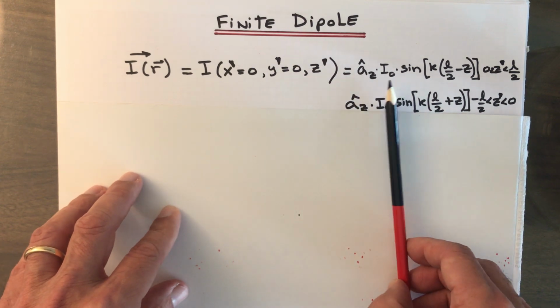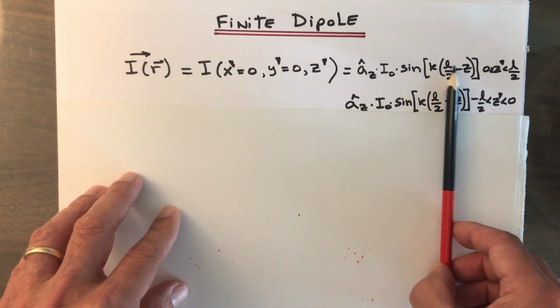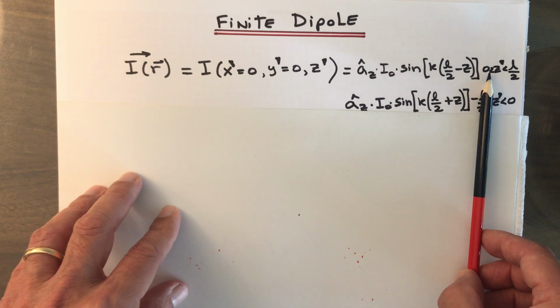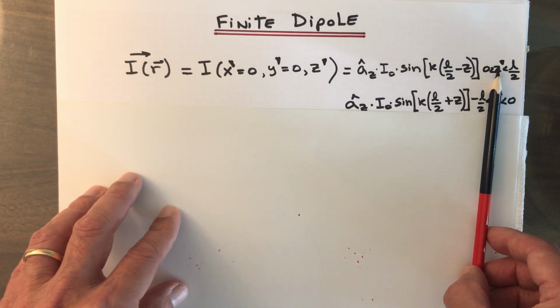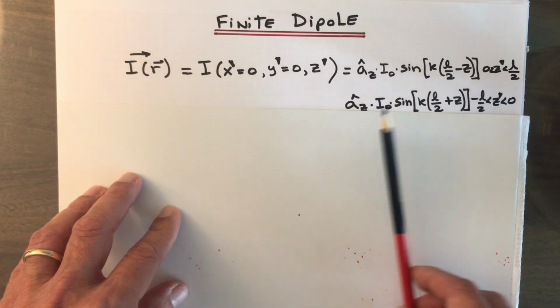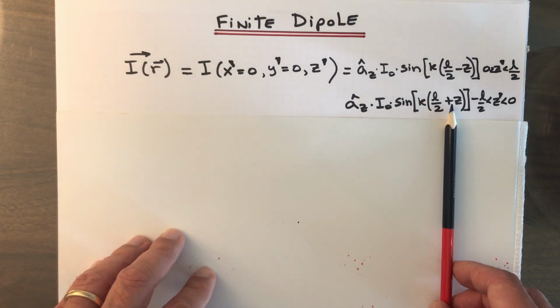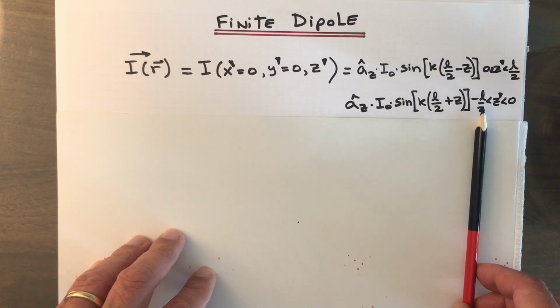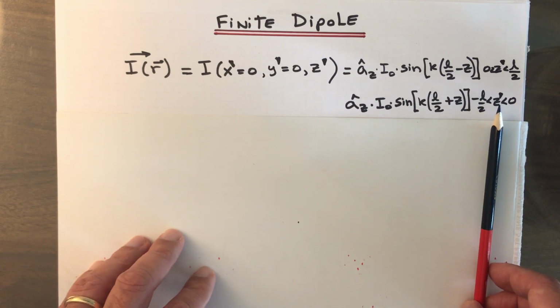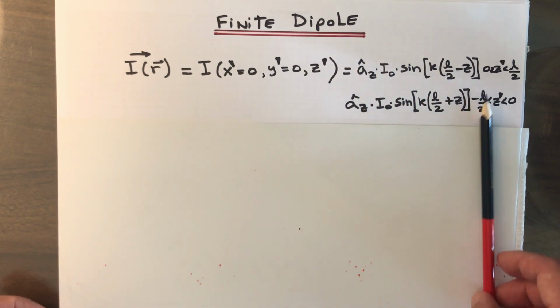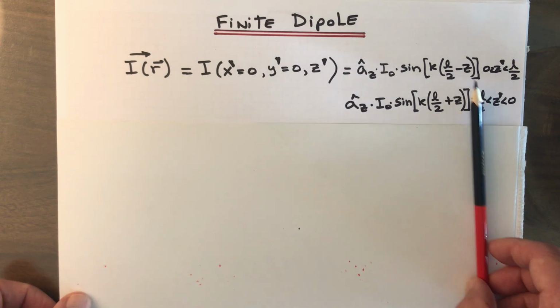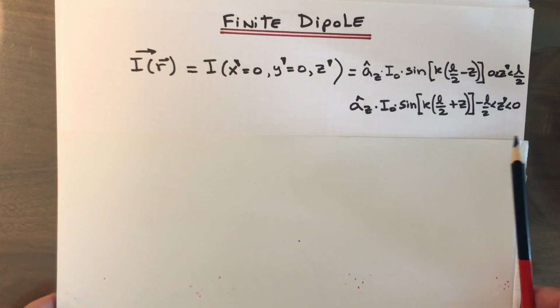So we're going to express it by saying it's going to be the sine of this term, notice the minus sign, for z prime between 0 and L over 2. And it's also going to be this term right here, notice the positive sign, for z prime between minus L over 2 and 0. And once we use this expression, we'll actually come up with the analysis for the finite dipole.